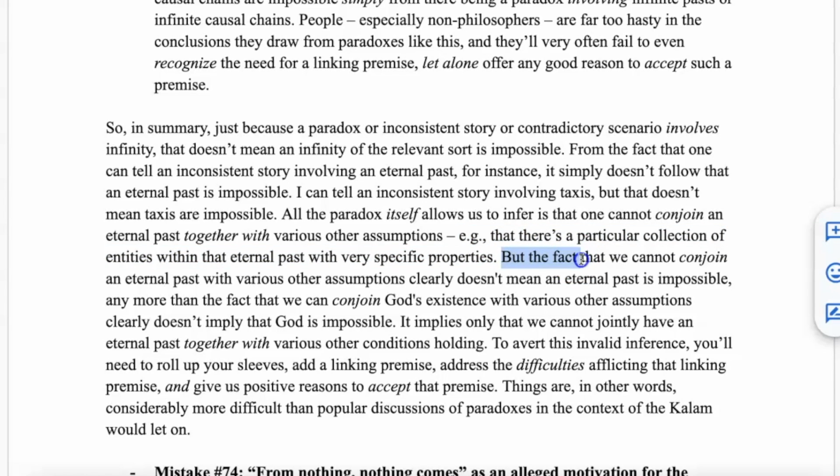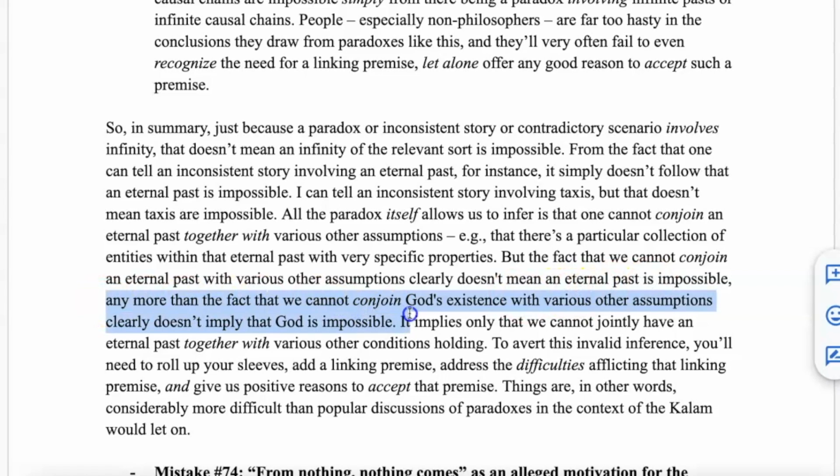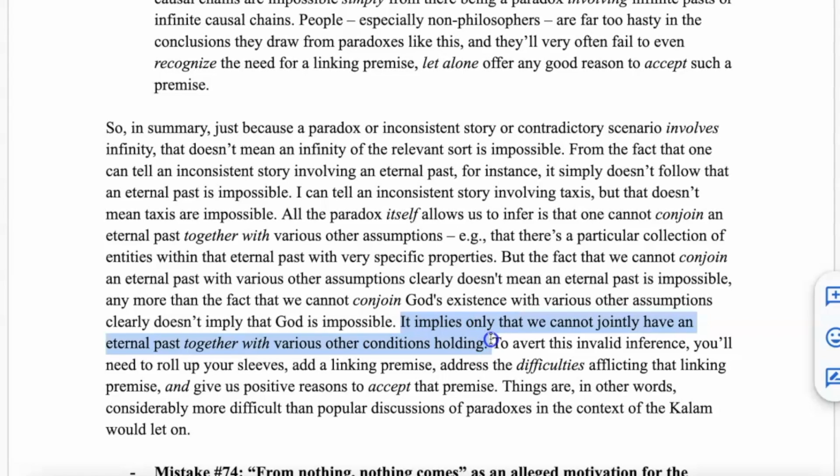But the fact that we cannot conjoin an eternal past with various other assumptions clearly doesn't mean that an eternal past is impossible, any more than the fact that we cannot conjoin God's existence with various other assumptions clearly doesn't imply that God is impossible. It implies only that we cannot jointly have an eternal past together with various other conditions holding.